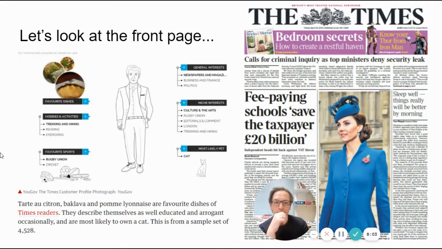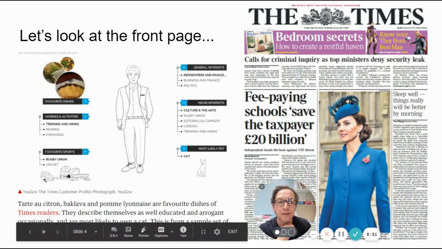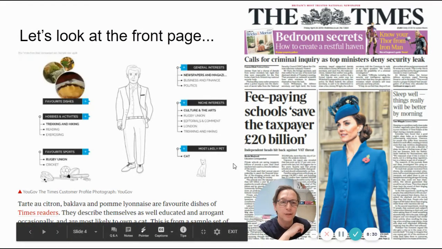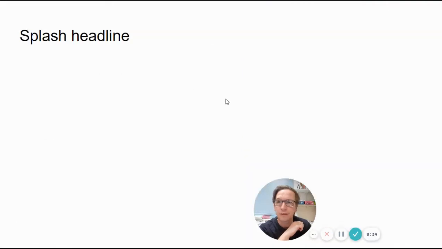Now, when we have a look at the reason that the stories on the front have been selected, we need to bear in mind who they've been selected for, why they think this person here is going to be interested, because it always helps if you've got one person in mind when you're writing something. So I think that the eye is drawn to this splash headline here: fee-paying schools save the taxpayer £20 billion. So we're going to take a look at that specifically first of all.